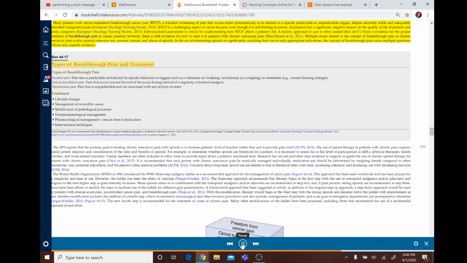Individualized assessment is critical for understanding how BTCP affects a patient's life. A holistic approach to care is often needed. Box 44-17. There is evidence for the proper treatment of breakthrough pain in cancer patients. However, there is little evidence for how to treat it in patients with chronic non-cancer pain.